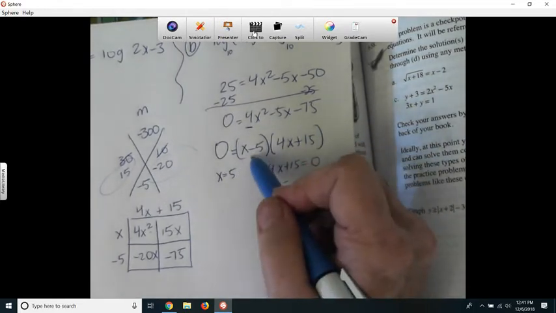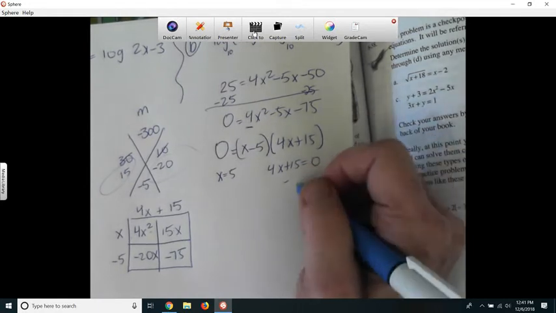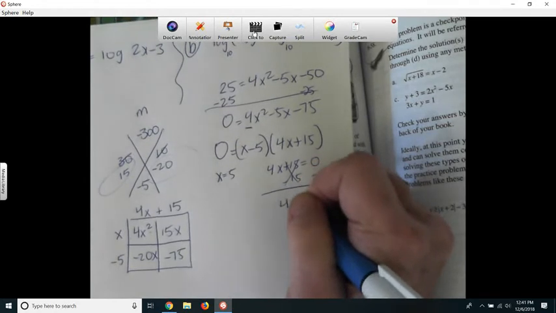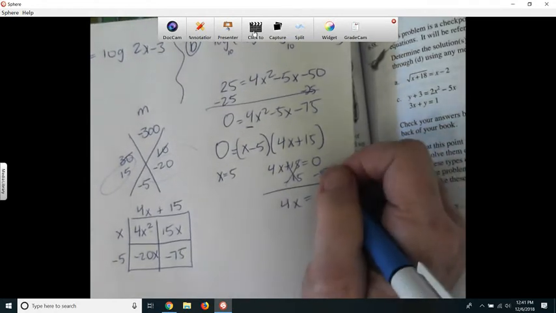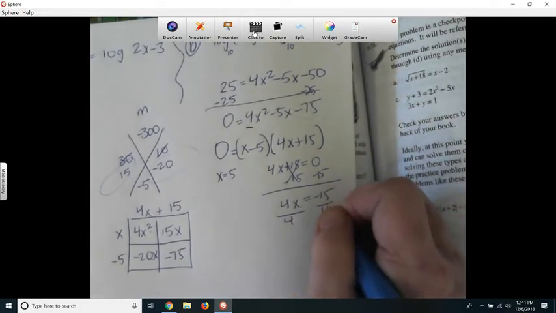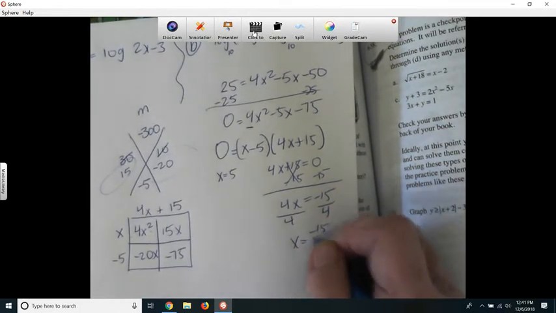That one I just did in my head. So, minus 15 on both sides. Some of you guys can probably do it in your head, and some of you maybe not. Oops, that's a 15. So x equals negative 15/4.